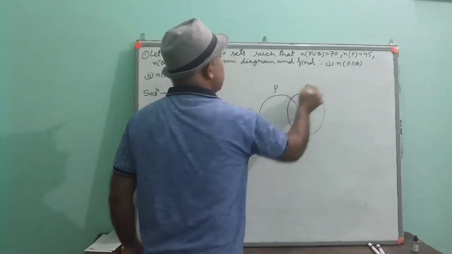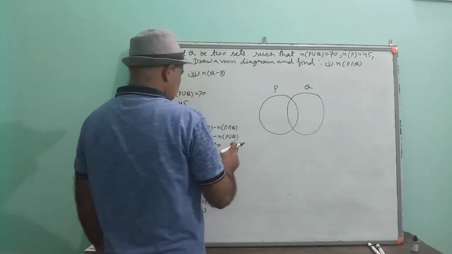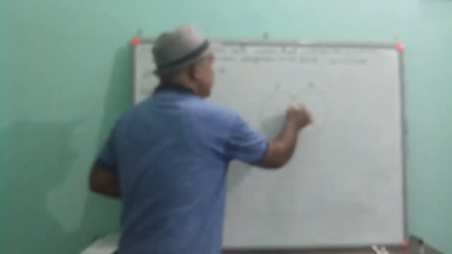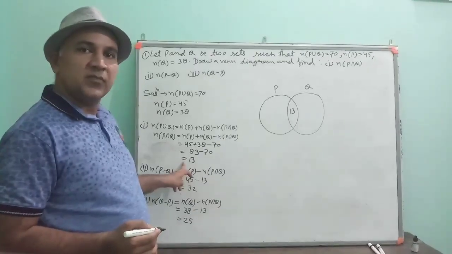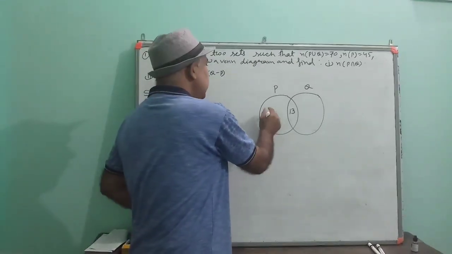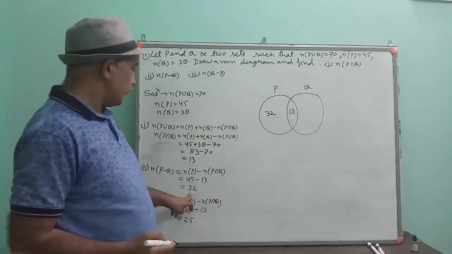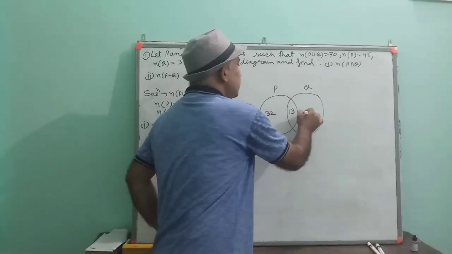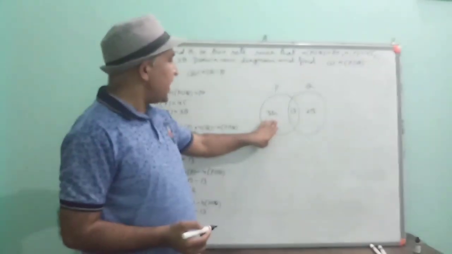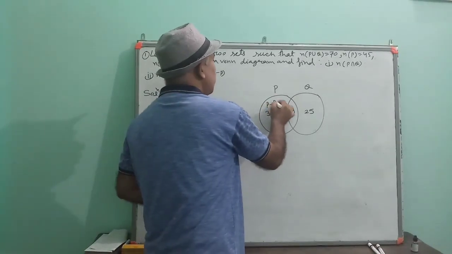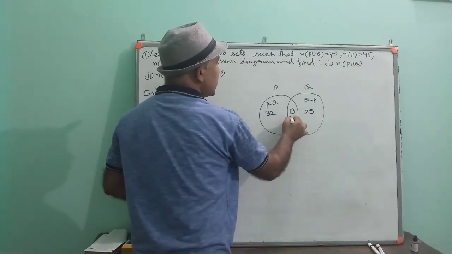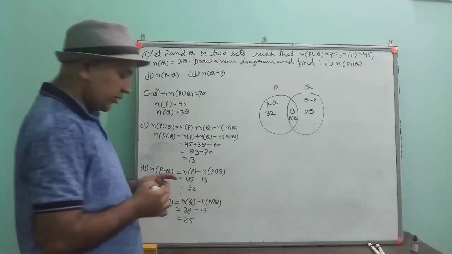Suppose this is P, this is Q. P always denotes the intersection first. See, this is the intersection, so it will be 13. Then P minus Q is this portion, it will be 32, and Q minus P is 25. Understood? This portion is called P minus Q, this portion is called Q minus P, and this portion is called P intersection Q.